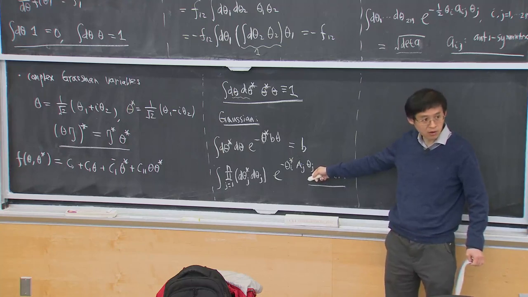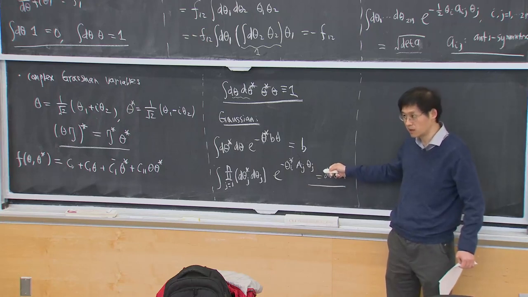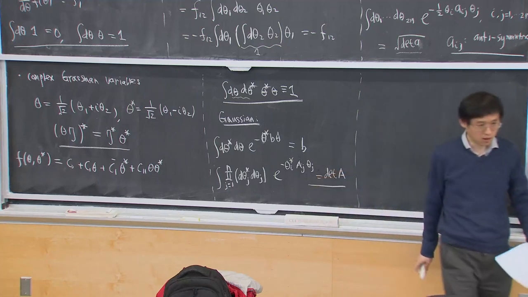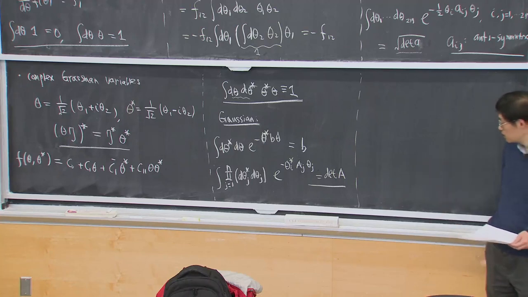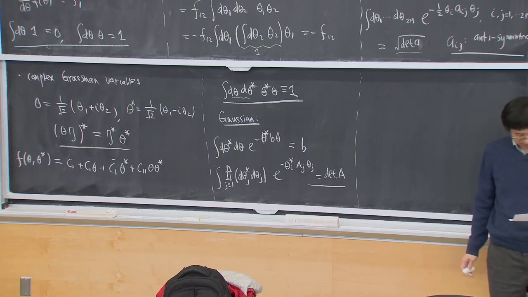So again, this should be contrasted with the ordinary complex Gaussian integral. If you have an ordinary Gaussian integral for complex variables, you will get some constant over determinant A. For Grassmann variables, you just get determinant A. Okay. And this feature is very key in distinguishing fermions and bosons, and plays a very important role, okay.